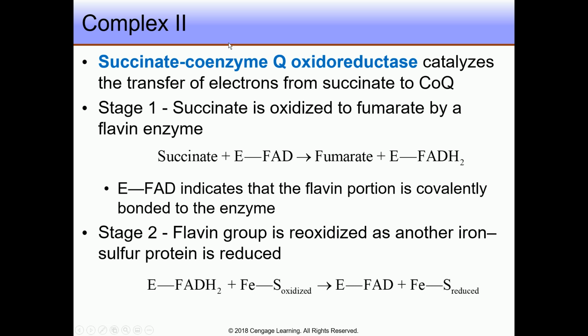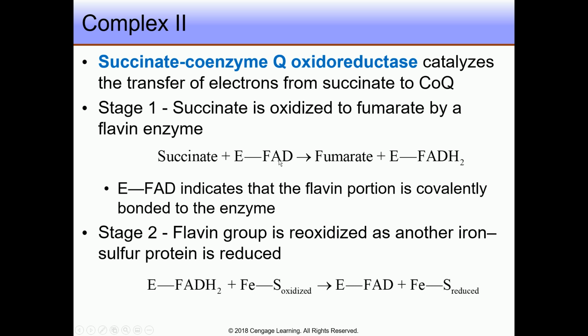Okay, it's a similar pattern. I'm going to be going a little fast now because the same thing is happening through all the complexes, but all of them have different components in them. So this is complex number 2, and complex number 2 is called succinate coenzyme Q oxidoreductase. It catalyzes the transfer of electrons from succinate to coenzyme Q. So succinate is oxidized to fumarate, and this is a reaction which we just studied in the previous chapter, chapter number 19. This is a reaction in the Krebs cycle.